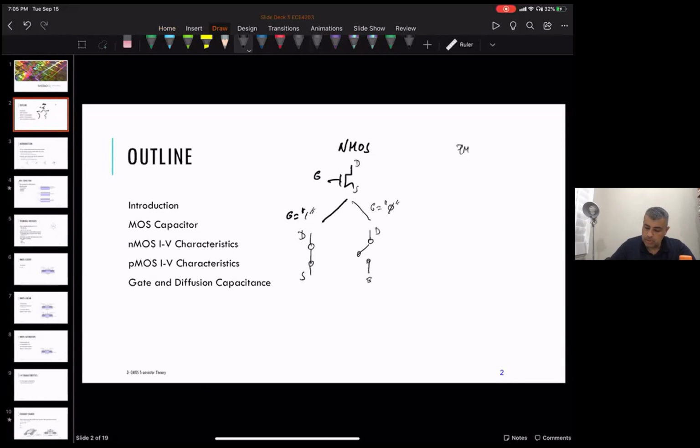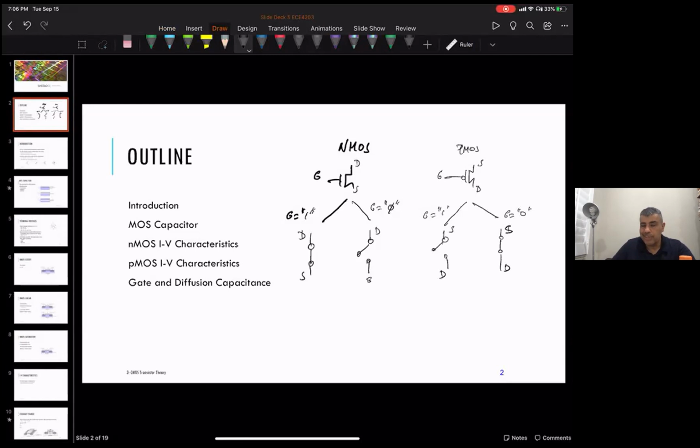And then a PMOS, when the gate is equal to 1, it's an open switch. And when the gate is equal to 0, it's a closed switch between source and drain. Okay, so this was our model so far.